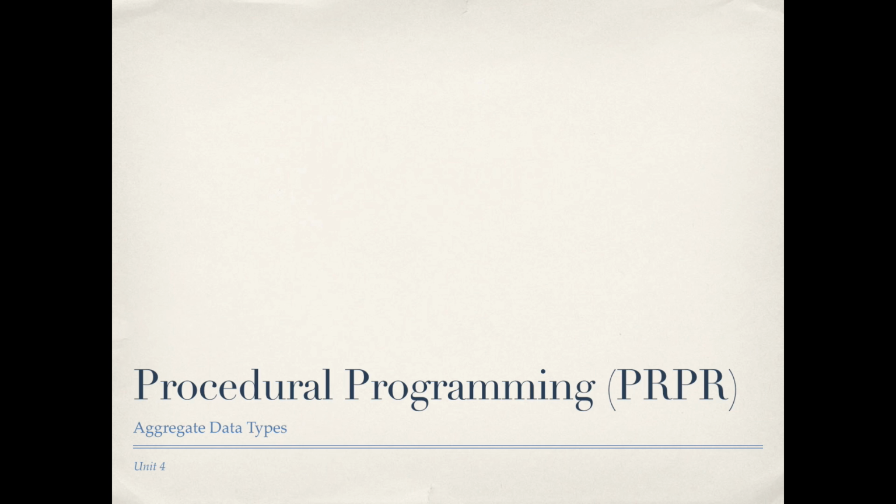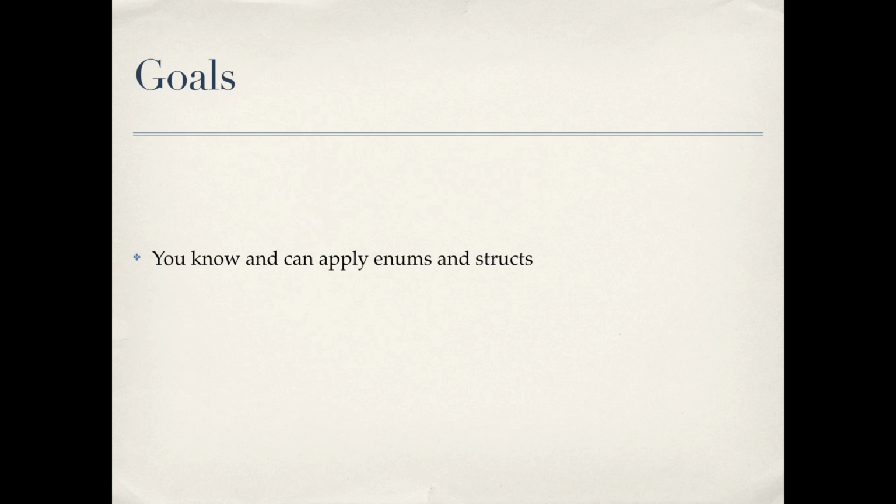Welcome to Unit 4 of our course Procedural Programming. In this unit we will deal with aggregate data types. So what does this mean in detail? We will talk about enums and structs. Structs you know already from C#. Enums is a new concept.